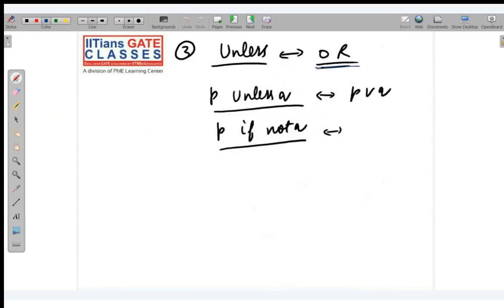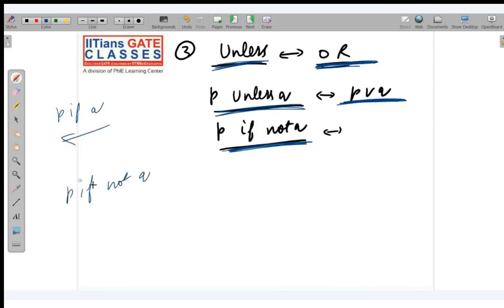Unless will be treated as or. I think I have told you many times. Unless will be treated as or. So P unless Q is the same as P or Q. Okay. And now please tell me how P if not Q will look. P if not Q. So now see this. If we say P if Q, the direction was like this. So if I am saying P if not Q, then same, not Q. If so, the direction will be like this. So not Q implies P, like this. Not Q implies P. I think you have got it.